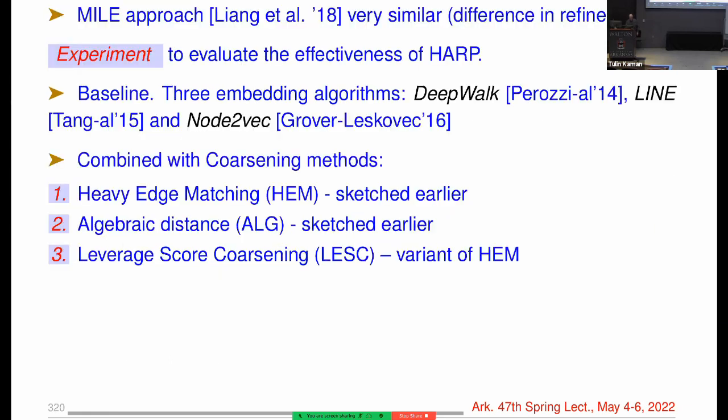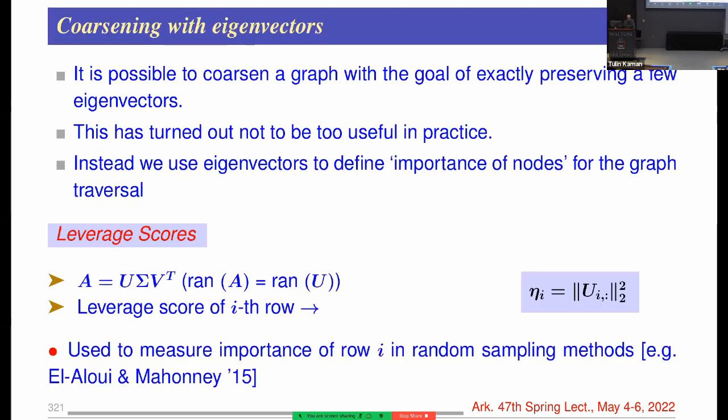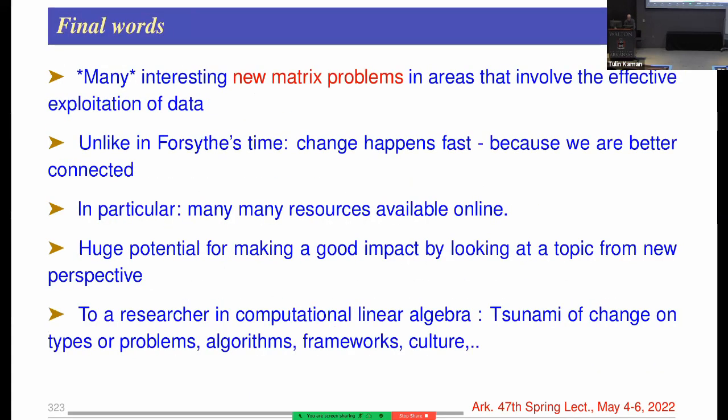All right. And then there's this other one here, which is somewhat similar. The main differences are in the refinement. So I'm going to skip this part here. You see, eigenvectors have also been used for refinement, and in particular, leverage scores can be used. We used that in some recent work. I think I am going to stop here, and give you some final words.